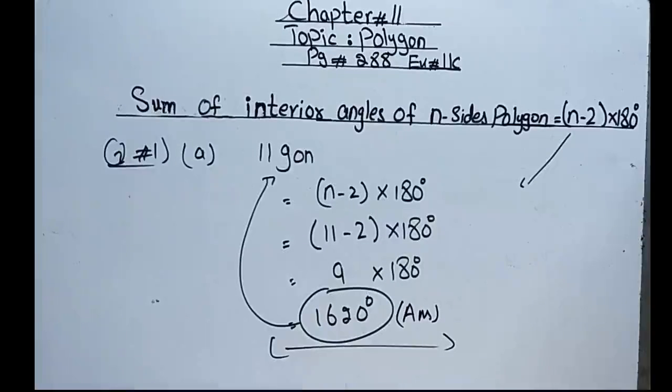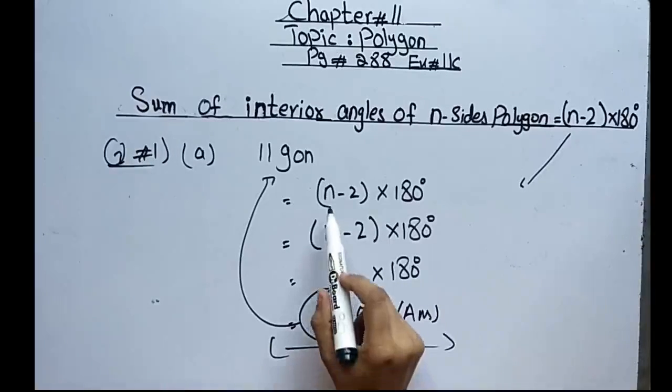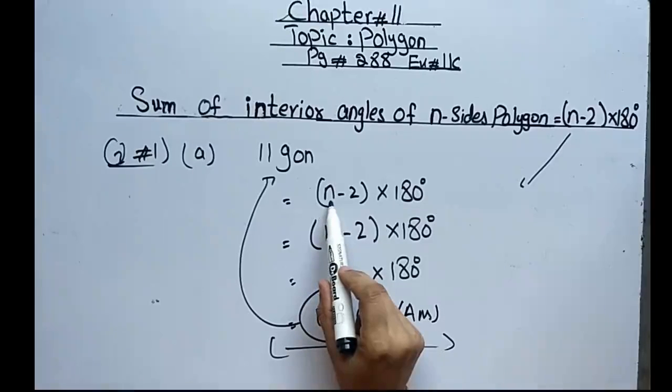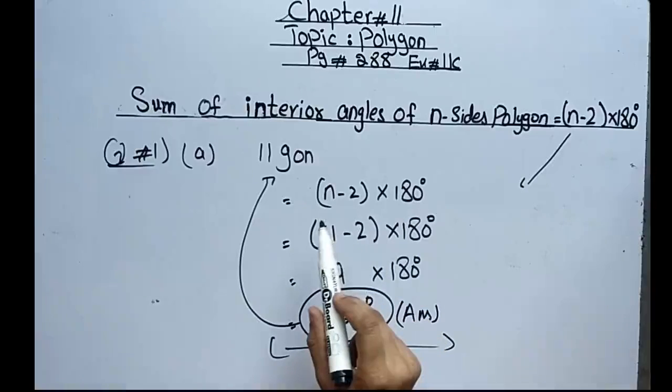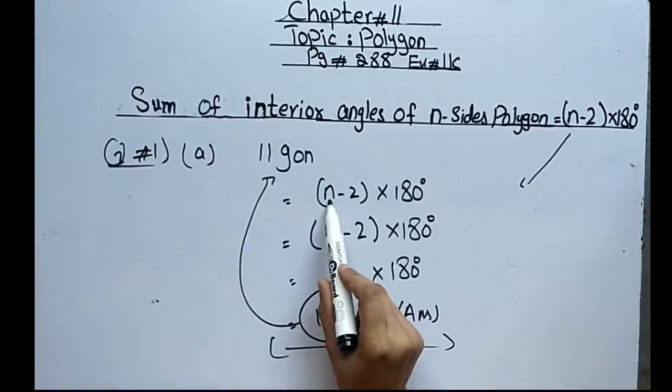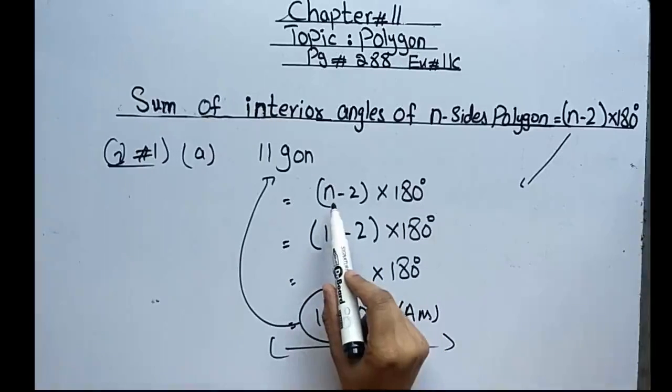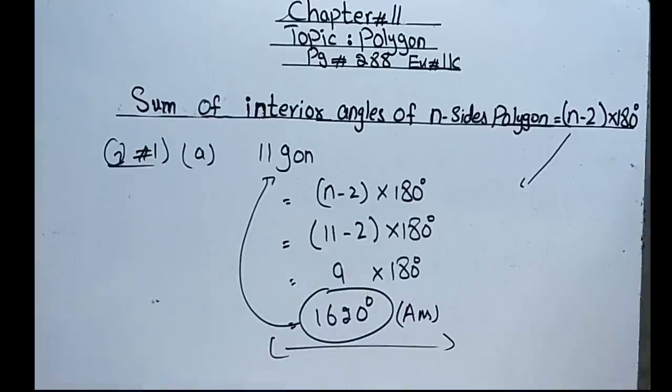You will do all the next parts. Simply, in the second part, the B part, we put the value of n is equal to 12. So here you will put the value of n, 12 minus 2, multiplied by 180. And in the third, C part, you will put the value of n is equal to 15, and 20 in the last part. Fine?